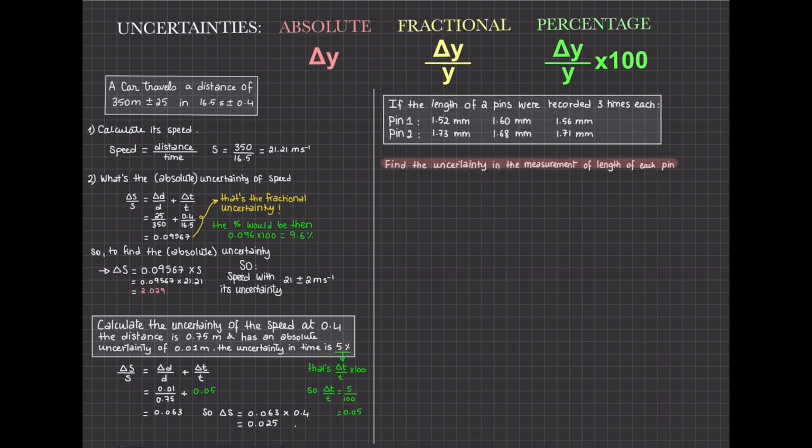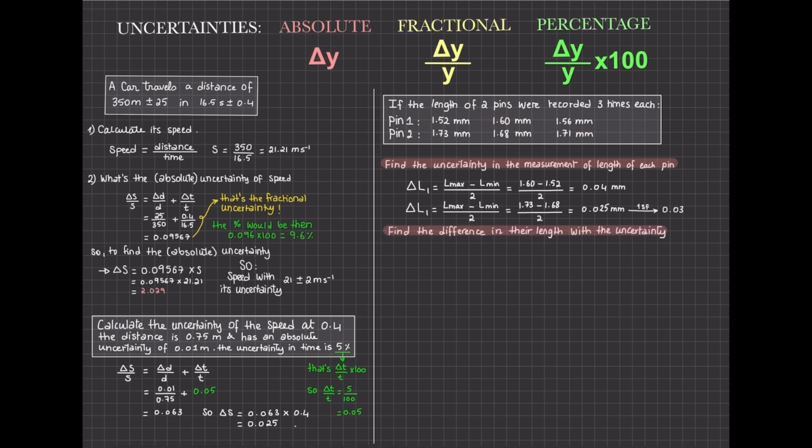Okay. Find the uncertainty in the measurement of the length of each pin. So you say the uncertainty of the first pin is equals to max minus min over 2. The max value is 1.60 minus 1.52 over 2. That's 0.04 millimeter. Again, these type of questions are not asked in exams. This is just used in labs. The uncertainty of length 2 is equal to the same thing. You just use the second recorded values.